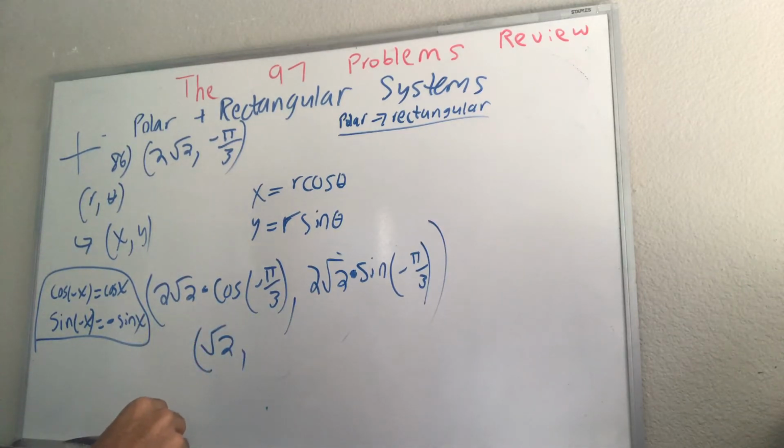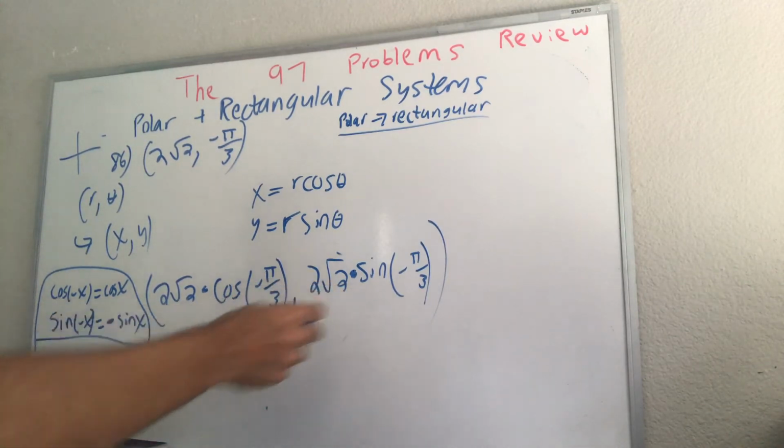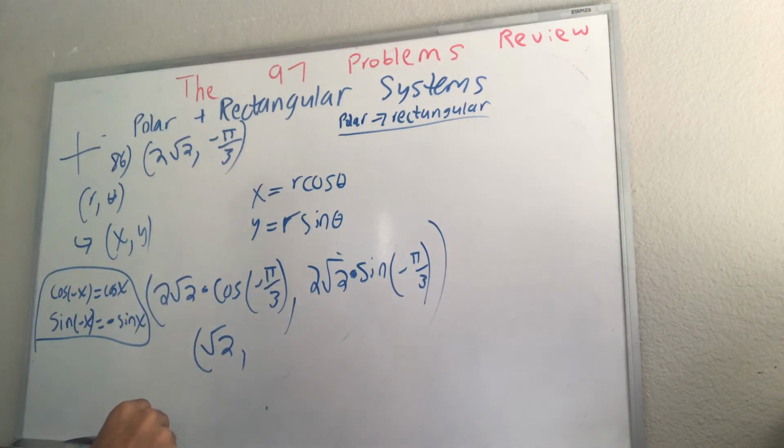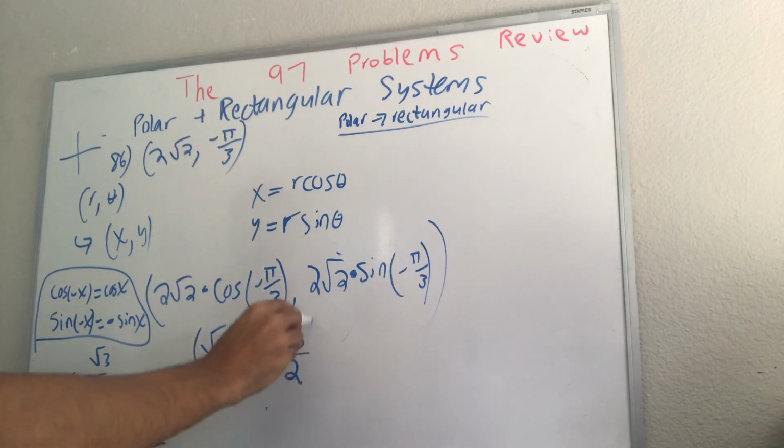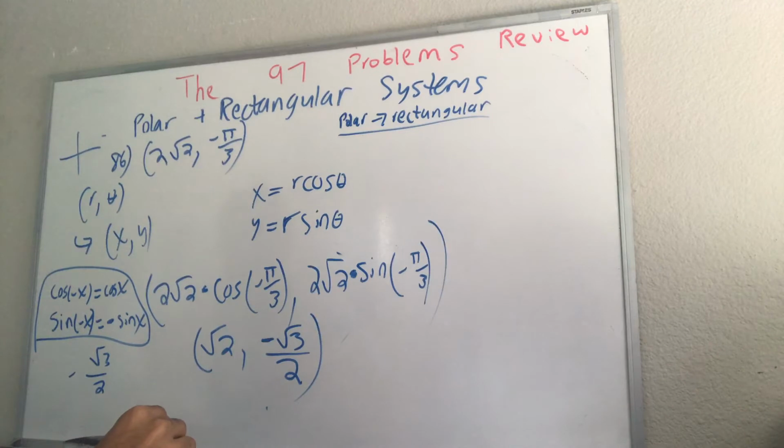And then we have this. Now we're looking at sine of negative pi over 3, which is equal to negative sine of pi over 3. Well, you know sine of pi over 3 is root 3 over 2, and you need to have that negative. So we are talking about negative root 3 divided by 2. And so this should be our answer here, right?